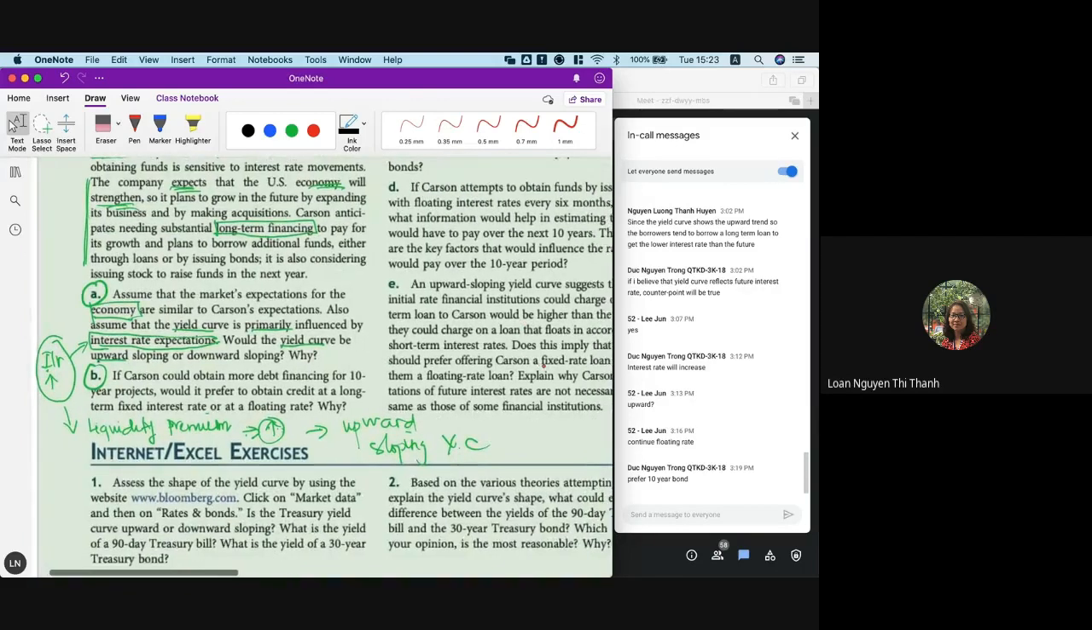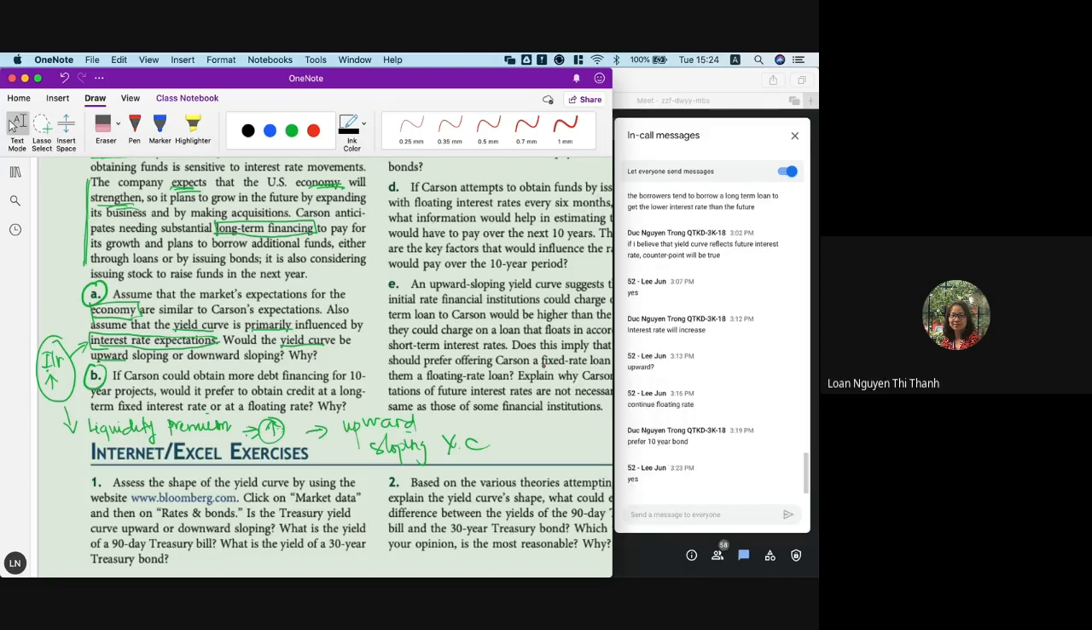So I think in this case, the firm Carson is willing to lock themselves into the long-term rate of 10-year bonds rather than face the uncertainty of the rising, changing, but actually rising interest rate every 6 months. Okay.